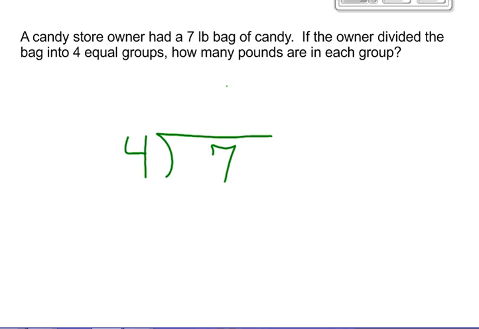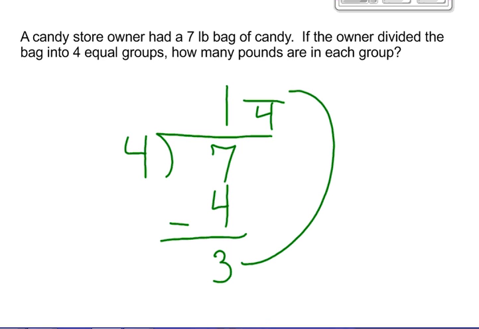So 4 goes into 7 one time. 1 times 4 is 4. And we're going to subtract and get a 3. Now 4 does not go into 3, so we're going to instead set up a mixed number. Since we're dividing by 4, our fractional part is going to still be divided by 4. And we're going to take our remainder up here, and we're going to get an answer of 1 3/4. So in the end, our answer is 1 3/4 pounds in each group.